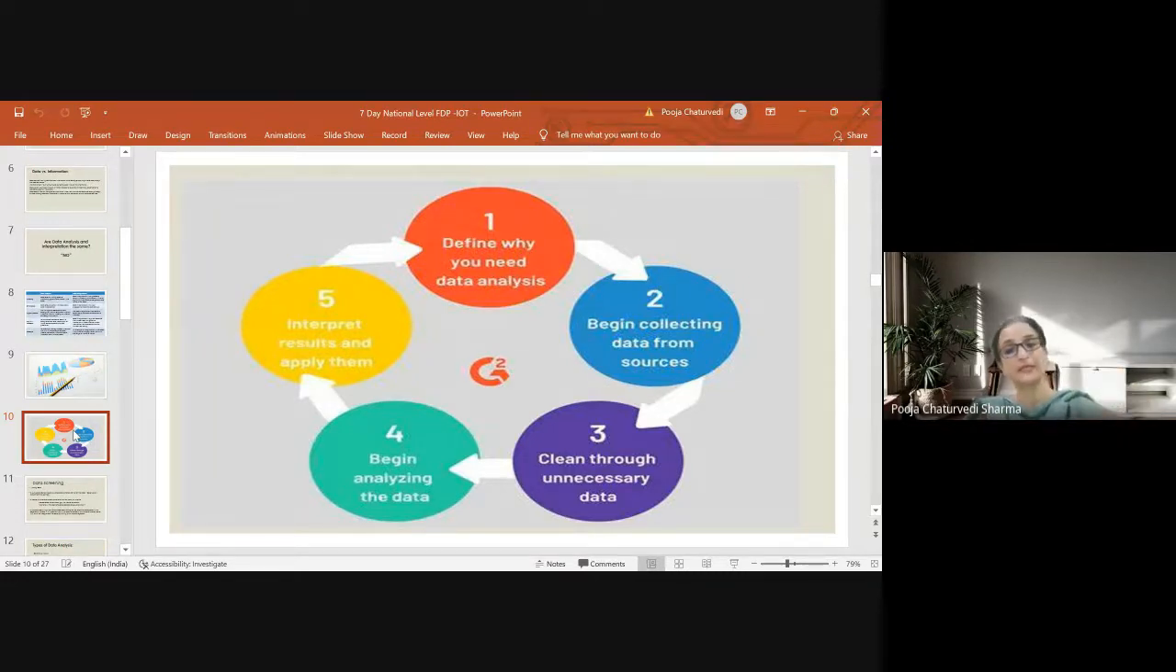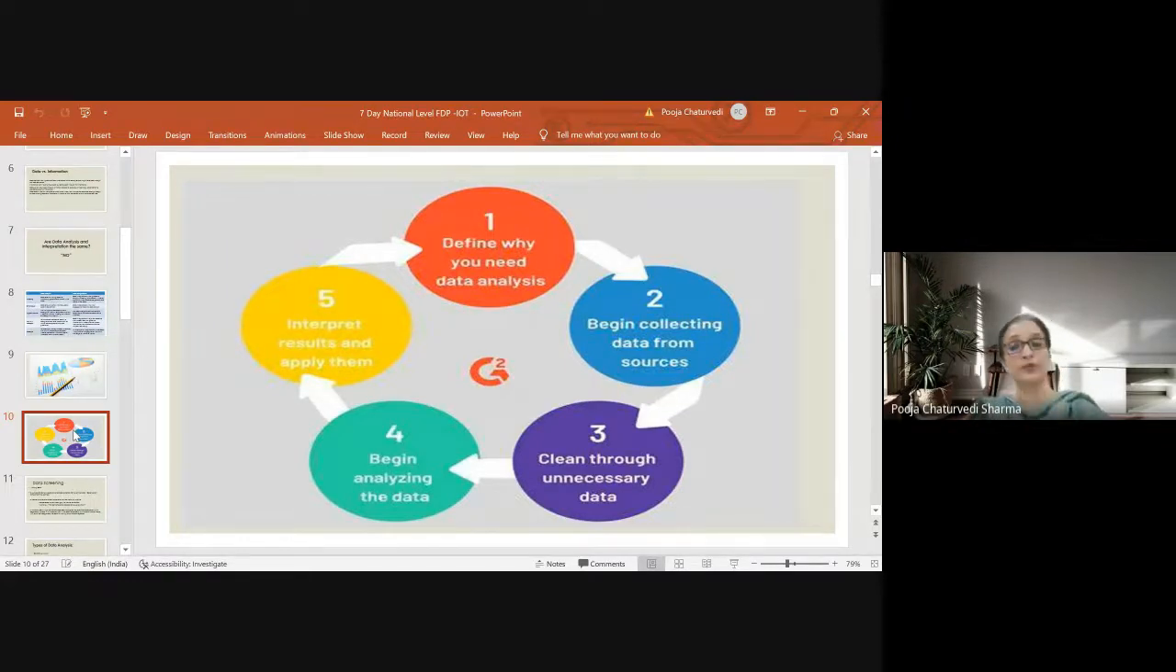For data analysis, you need to collect the data, which is the second step. In step one, define why you need data analysis, which is your research questions, research objectives, and hypothesis. Step two is collecting the data. Step three is cleaning the data of unnecessary data, which we will talk about in the next step, data screening. Step four is analyzing the data, and finally, interpreting the results and applying them as per the requirement.